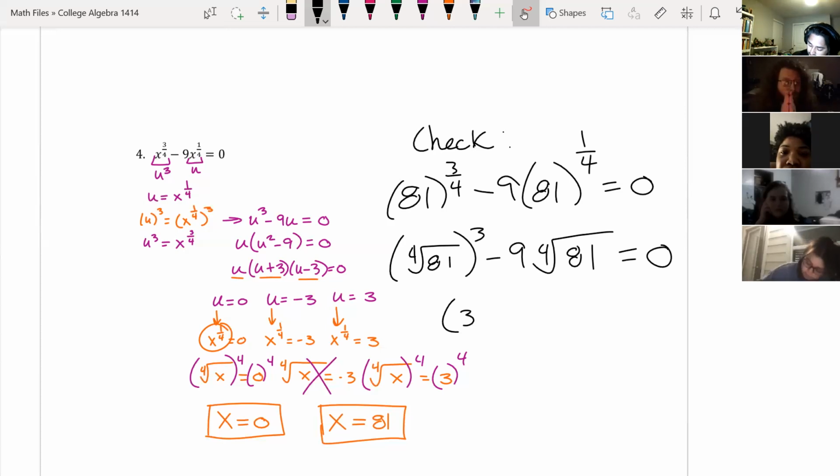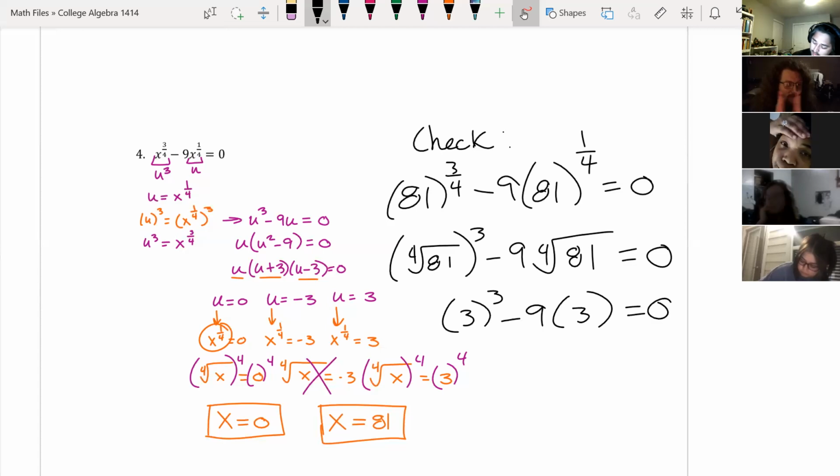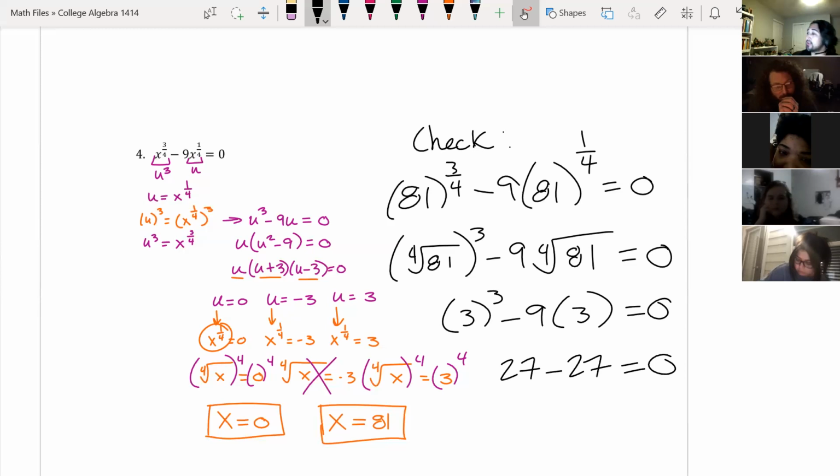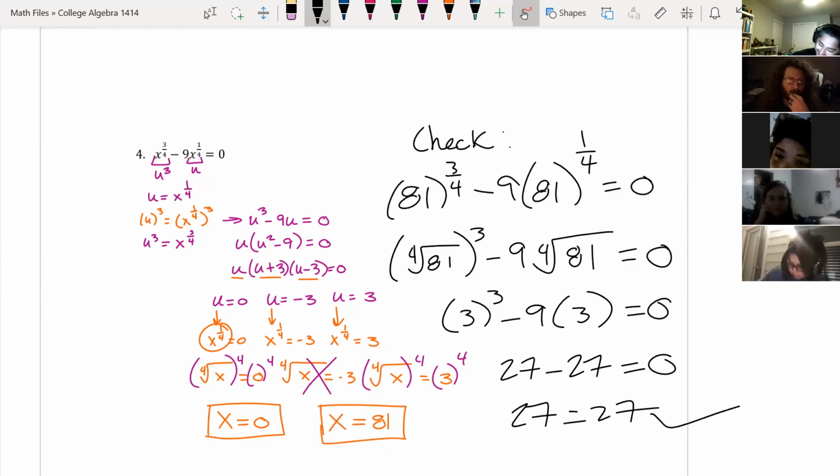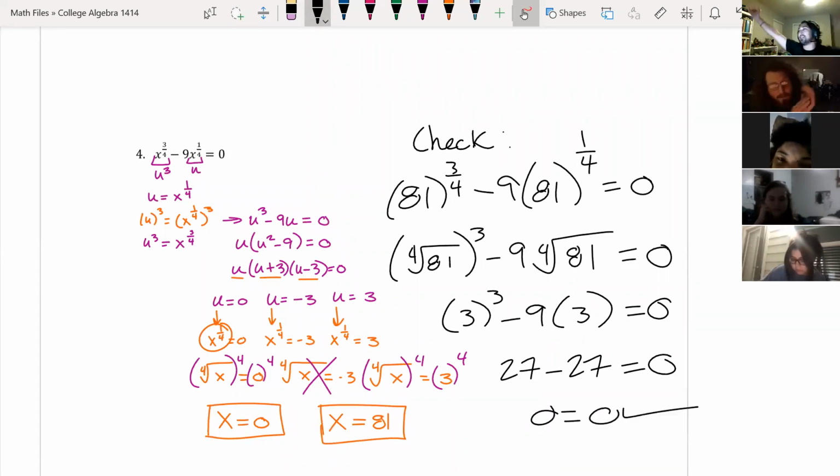3. And what's 3 cubed? 27. And what's 9 times 3? 27. And 27 minus 27, is that 0? Yes. Or if I just add that 27 over, just to blow minds. Hey, it works, right? Either way it works. 0 equals 0, and we check out. Done.